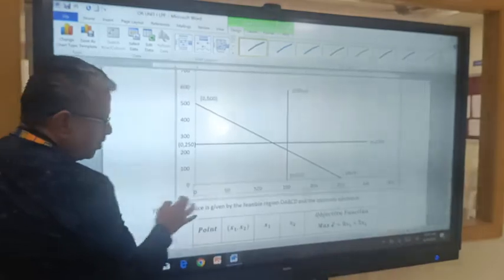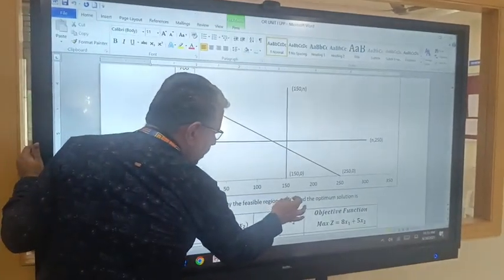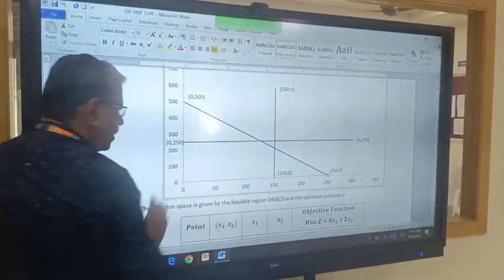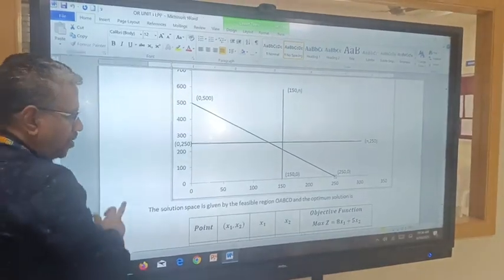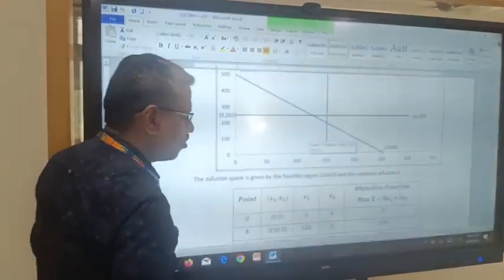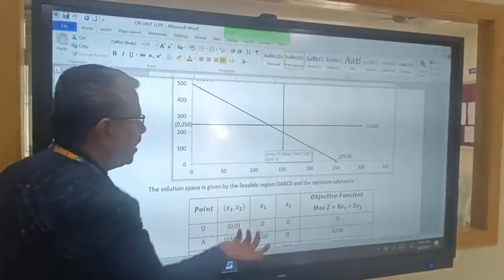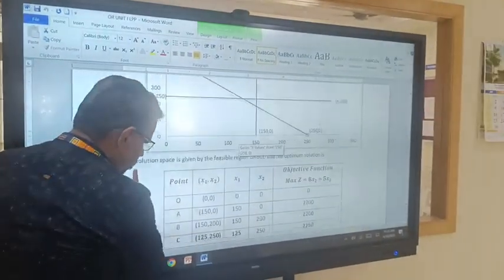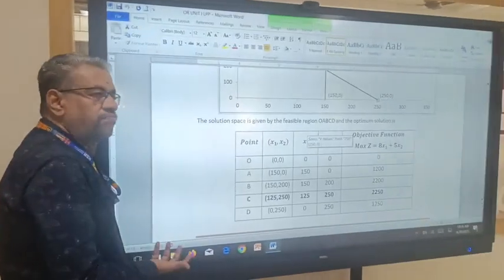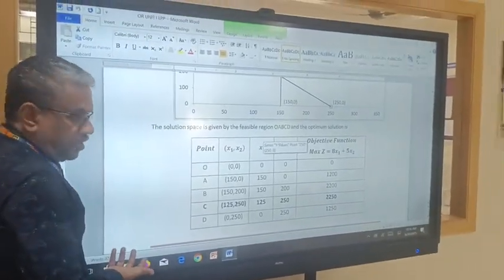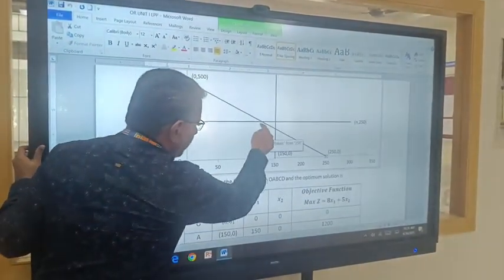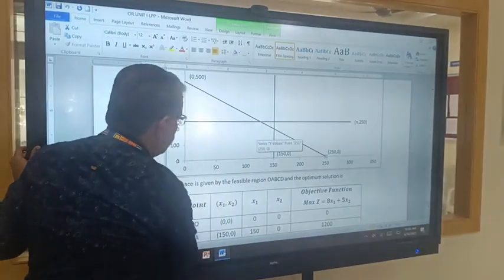So this is called O, A, B, C, D. These 5 points are called the solution space, or feasible region. So you can take these points from the graph. So those points are referred to here. The problem must be in the graph only. Therefore you have to take the actual points. This point is directly x1, this is x2.